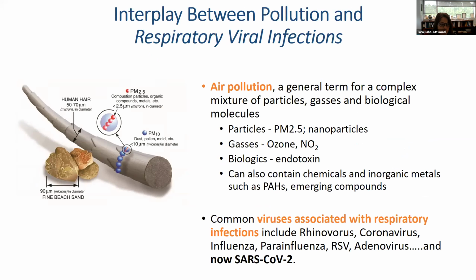and air pollution. And so air pollution is a term for a complex mixture that typically contains particles like particulate matter of various sizes, like 2.5 microns or 10 microns, gases like ozone and NO2, and biologics such as endotoxin or LPS, which are components of bacteria. But they certainly can contain a myriad of chemical components and metals. And the mixtures are both complex and vary greatly in composition.